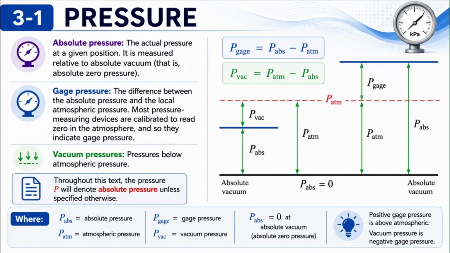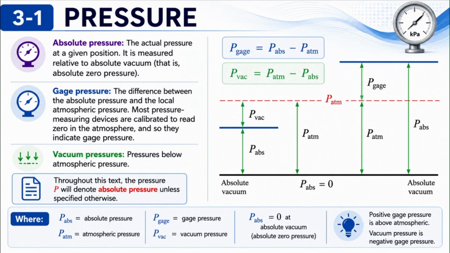The pressure may be reported using different reference levels. Absolute pressure is measured relative to absolute vacuum. P absolute is equal to 0 at perfect vacuum. The gauge pressure is measured relative to local atmospheric pressure, which means P gauge is equal to P absolute minus P atmospheric. Most pressure gauges read gauge pressure because they are calibrated to read 0 when exposed to the atmosphere.